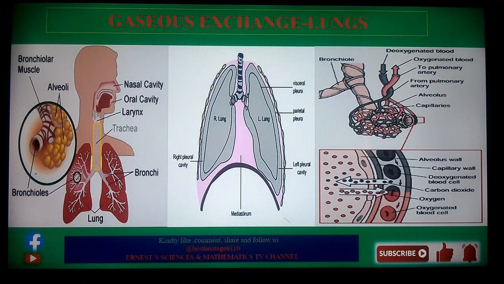Therefore, for the basic plan of this respiratory system or gaseous exchange, the process starts at the nasal cavity, and the plan goes down to the larynx, the trachea, and then the bronchus, or bronchi in plural. These are branches which enter the lung sections, and therefore they are referred to as bronchi. The subdivisions of these bronchi are referred to as the bronchioles.